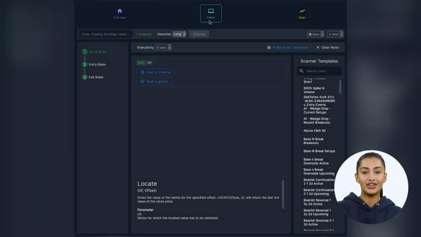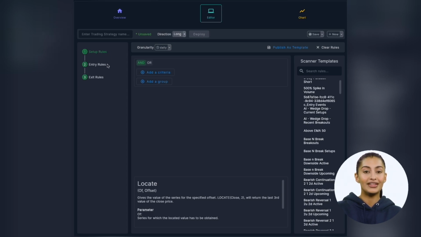Here is a trading strategy editor on Researchfin.ai. A trading strategy comprises three key components: the setup rules, the entry, and the exit rules. The setup rules define the criteria that an asset class, like stocks, would have to meet to be considered in the universe of stocks to trade. They are like pre-filters that help generate a dynamic universe.